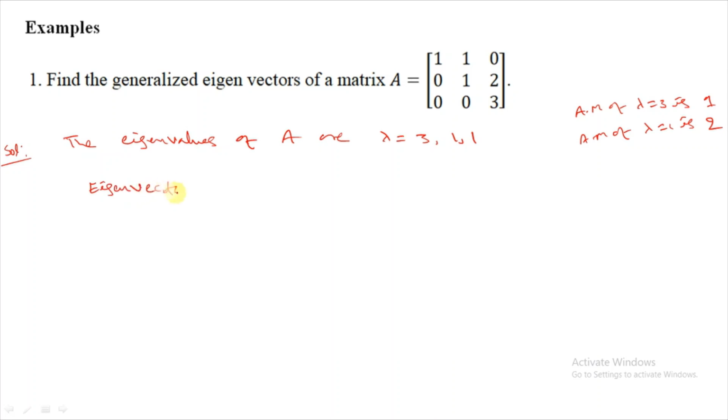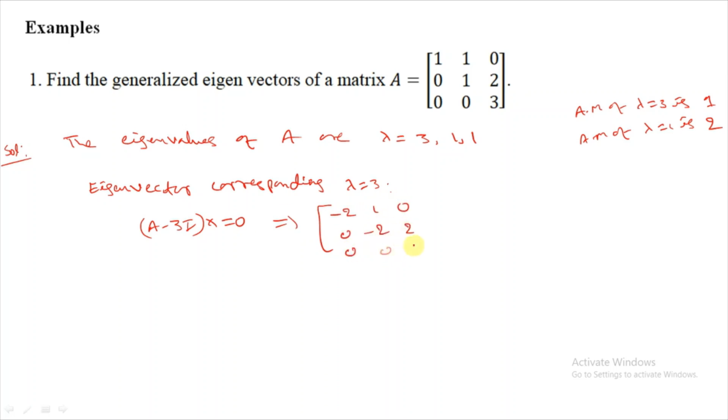Now first find the eigenvector corresponding to lambda equal to 3. Eigenvector corresponding to lambda equal to 3: (A minus 3I) x equal to 0. That implies the matrix with rows minus 2, 1, 0; 0, minus 2, 2; 0, 0, 1, times (x1, x2, x3) equal to 0.